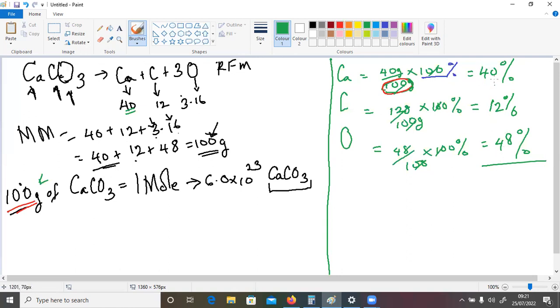This plus this is 60, plus that one, 40, becomes 100. If you find it is either smaller or more than 100, then there's a problem with your calculation somewhere along the way.